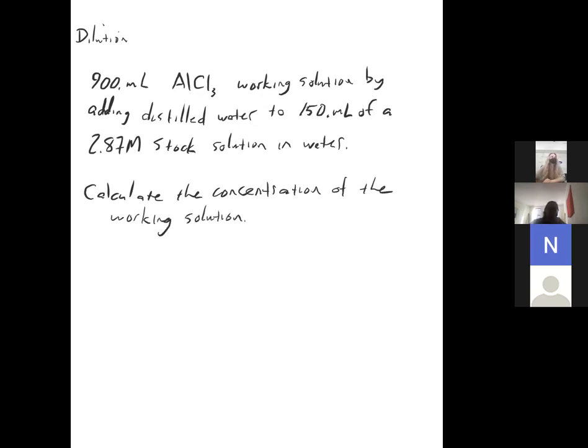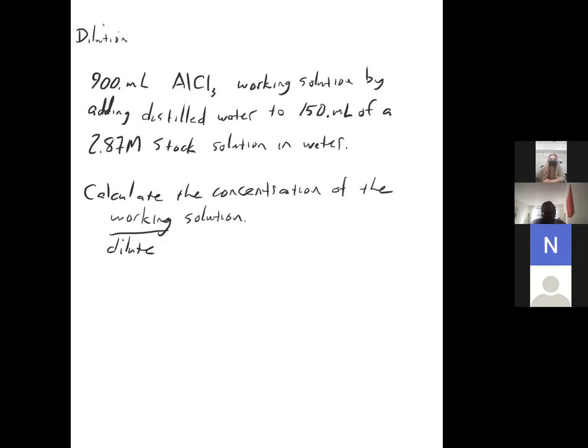Okay, now in this particular one, for whatever reason, the people that put these problems together decided to call it a working solution as opposed to a dilute solution. So people change the words over time. The working solution is the same thing as the dilute solution. It's the solution you're going to work with. The stock solution is what you start off with. Okay, so let's just go ahead and identify things.